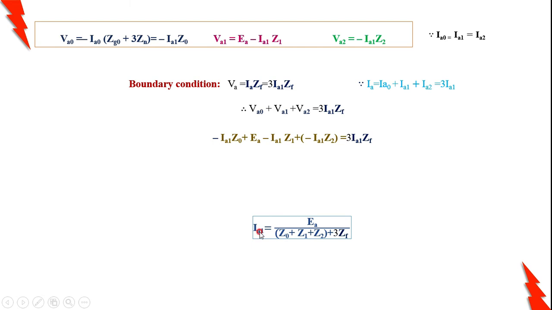Once you know I1, then the fault current is 3 times I1. The fault current, that is I, is 3 times I1. Therefore, we are getting directly the fault current. Also, the fault current is 3 times I0 because I1 is equal to I0. You can write 3 times I0 also. Therefore, the total fault current is 3 times I1. So the fault current is I equal to 3 times I1.